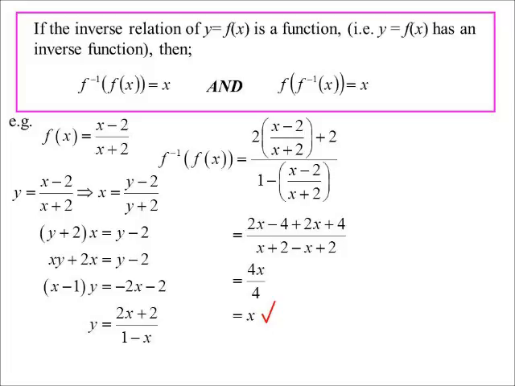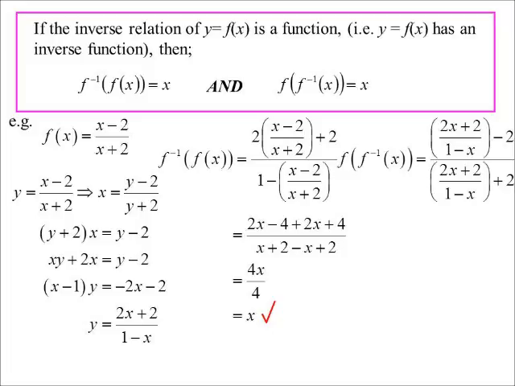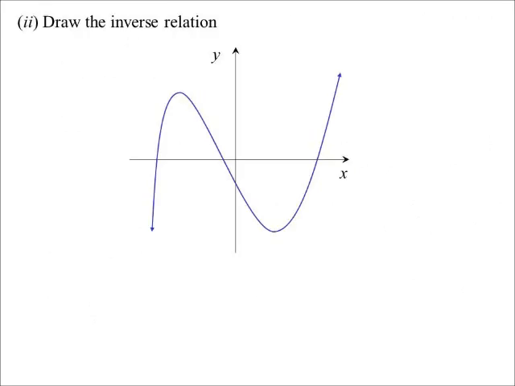But the reverse should be true as well. So this time, I'm substituting the inverse into the original function. So everywhere I see x, replace it with 2x plus 2 on 1 minus x. Again, a bit of playing around with the algebra to do. But yes, it does turn out to be x. Everything cancels.